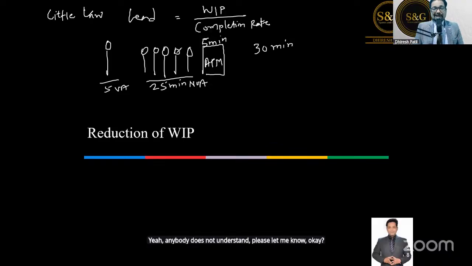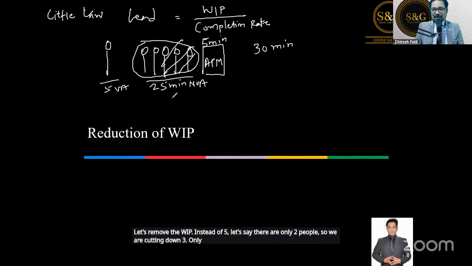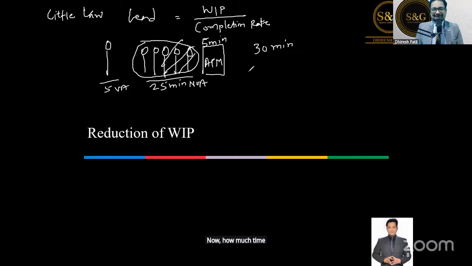Okay. Now this is WIP: 5 people in the queue is work in progress. Correct? Next point, let's remove the WIP. Instead of 5, let's say there are only 2 people, so we are cutting down 3. Only 2 people in the queue. Now, how much time will it take for you?